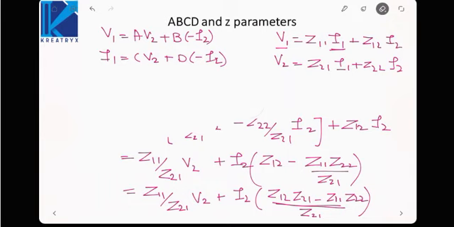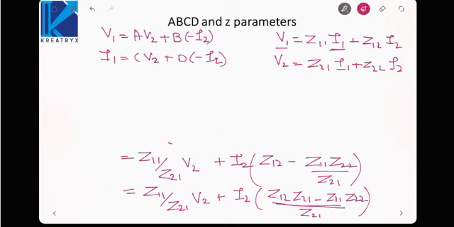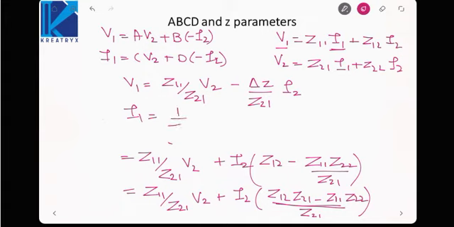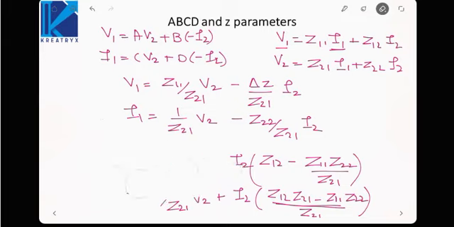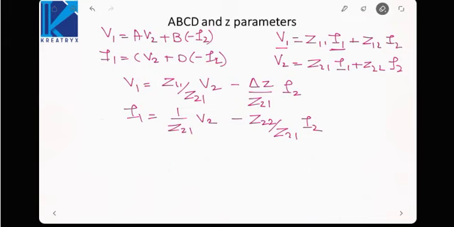So this can be written as V1 is equal to Z11 by Z21 V2 minus delta Z by Z21 I2. And since we determined I1 from the second equation, I1 was coming out to be 1 by Z21 V2 minus Z22 by Z21 I2. Okay. So from here I can see the ABCD parameters.